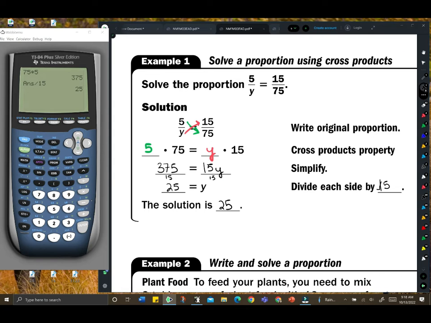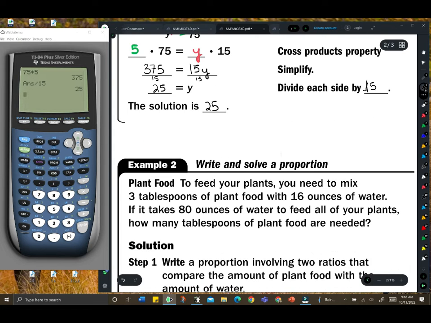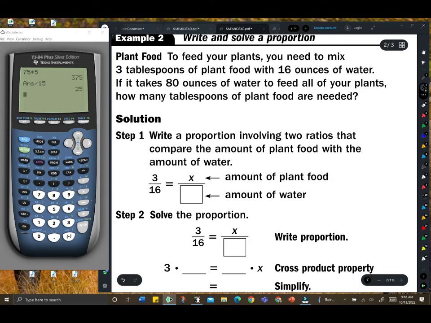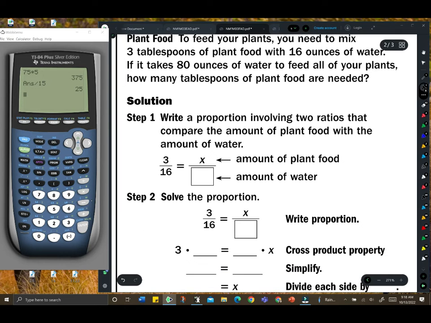Cross multiplying, pretty neat. This does come in handy solving real world problems. If you're ever looking to build a house and you have to scale things with certain dimensions, it can be helpful. Or feeding plants. You need to mix 3 tablespoons of plant food with 16 ounces of water. It takes 80 ounces of water to feed all your plants. How many tablespoons are needed? So they set up a proportion for you. We know that the regular plants are 3 to 16.